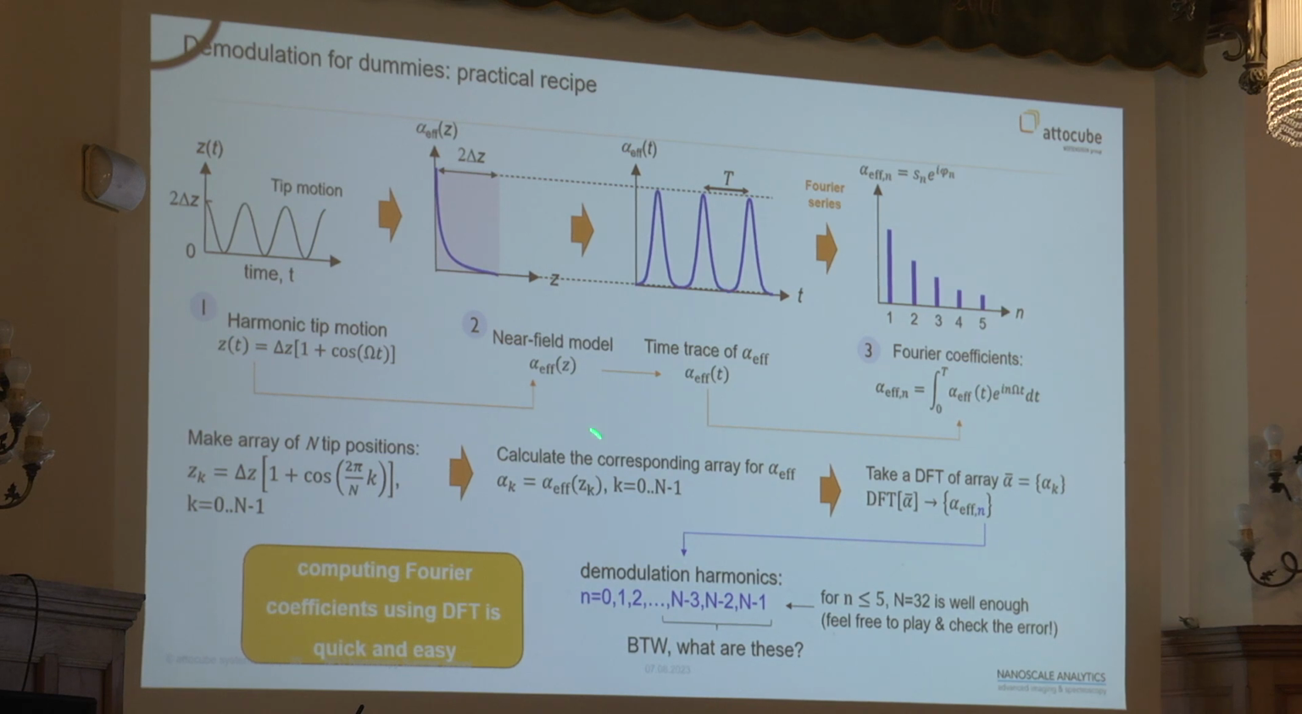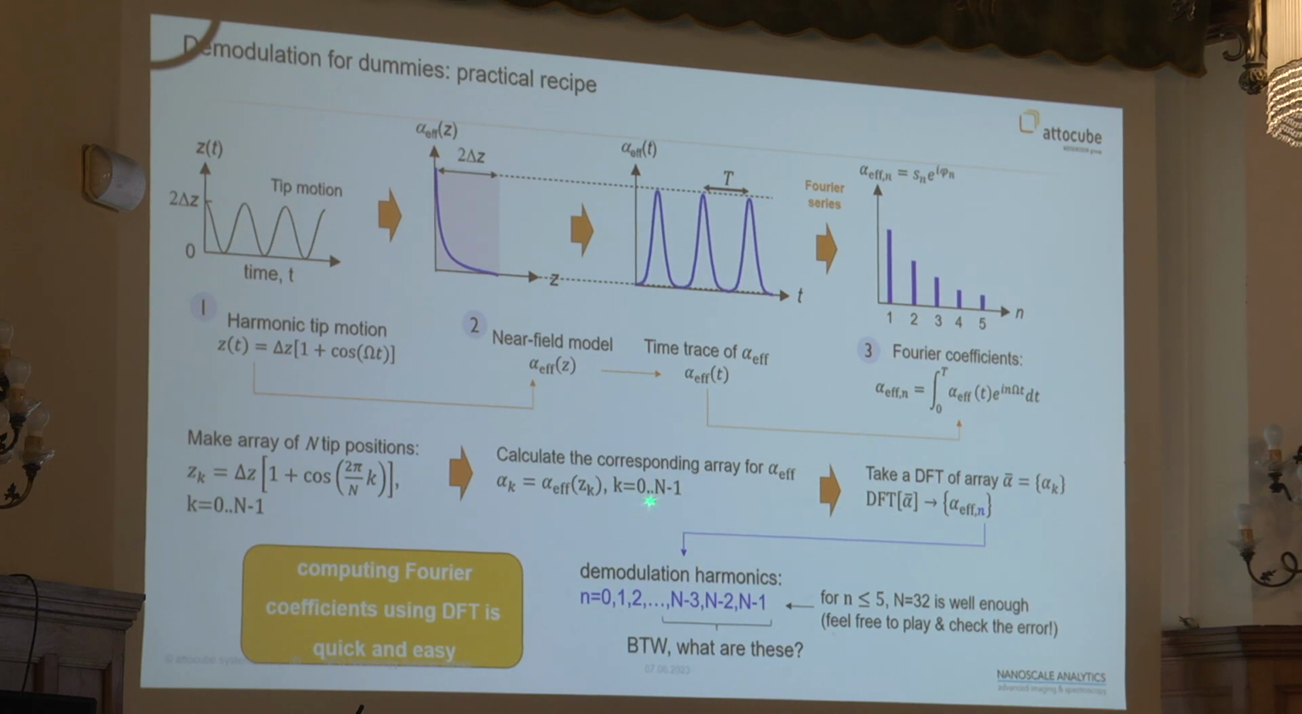So instead of doing this, what you can do is the following. You take one cycle of the tip oscillation, you digitize it, with a certain number of points, so it's a cosine dependence, let's say. You take some number n of points, and then you digitize it. So at the end, you get the array of your tip positions as a function of time over one cycle. You take this, you calculate the corresponding array for the effective polarizability. It's a time trace. It essentially gives you sets of points along one cycle, how your near-field response looks.